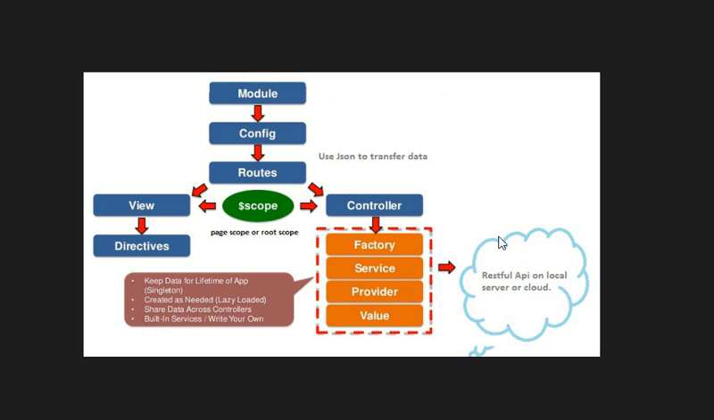So once the call gives the response, it will get resolved, and then it will give it back to the controller, and the controller can update it in the scope. And just because of two-way binding, it will also be updated in the view. This is a very simple structure of the AngularJS framework.